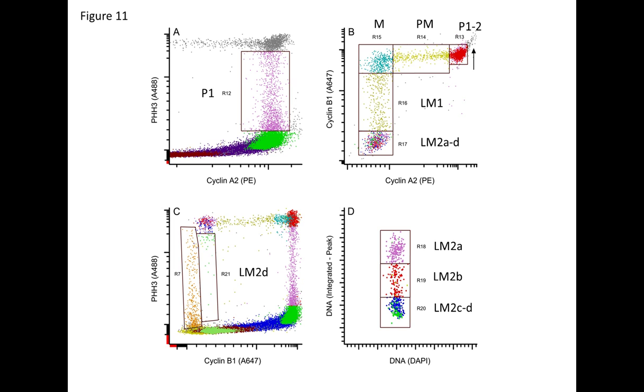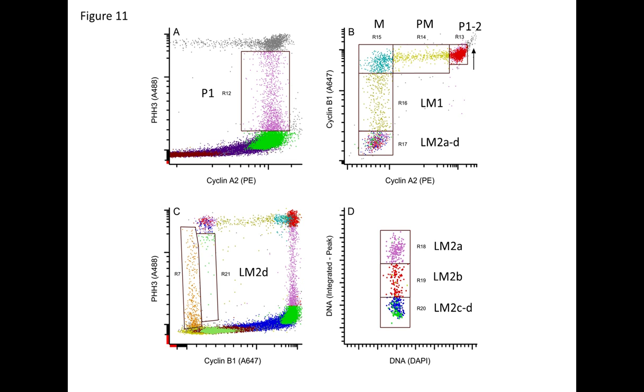Thereafter, gating only on M cells, we plot cyclin B1 versus cyclin A2, and the pattern shown in the upper right is segmented at cluster boundaries. In this plot, P1 and P2 are coincident, and P2 is defined by Boolean logic that excludes P1.